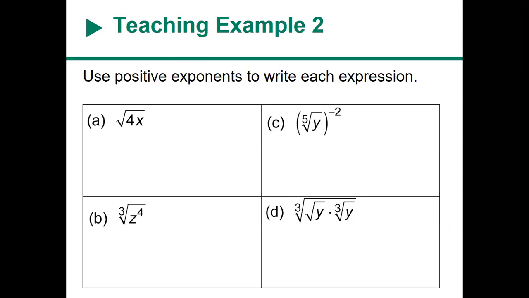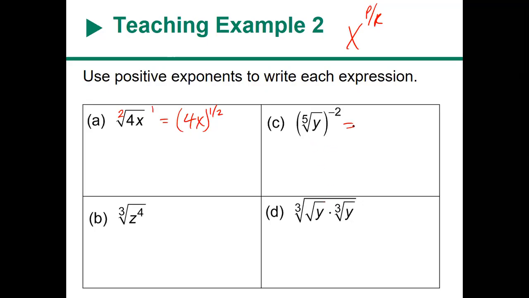All right, so we're going to use positive exponents to write each expression. So we're going from a radical to a power, okay? Here I have the square root. So that means that my root is 2 and my power is 1. So this would become 4x to the 1/2. Do we see that? Because it's x to your power over your root. Cool? Still with me? Okay, so let's keep going.